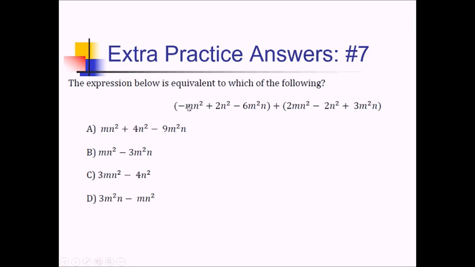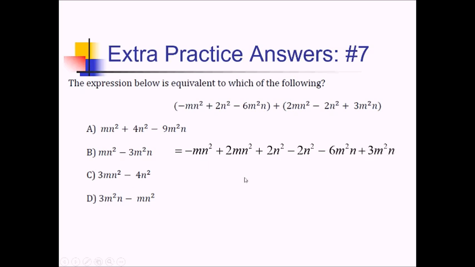So I have a -mn squared, and there's a positive 2mn squared over in this other parentheses. So at some point, those need to get added together. I have this plus 2n squared, and I'll have a minus 2n squared to go with it. And then finally, this -6m squared n and this 3m squared n can get put next to each other.